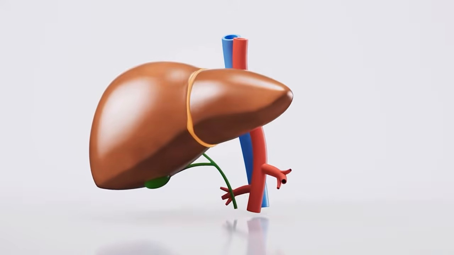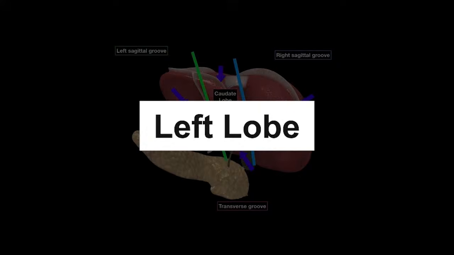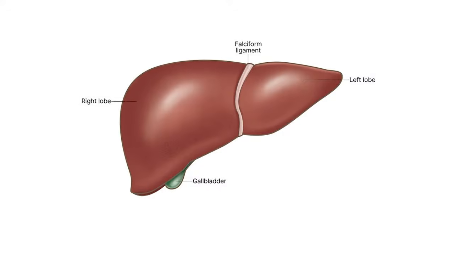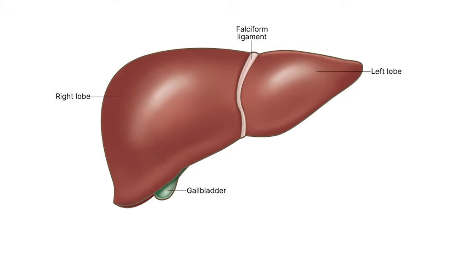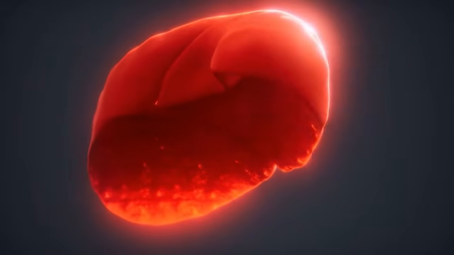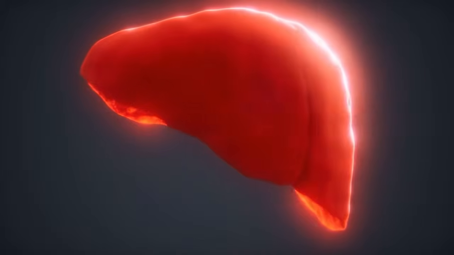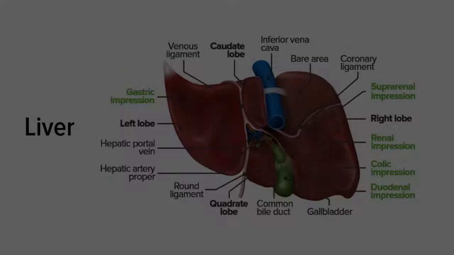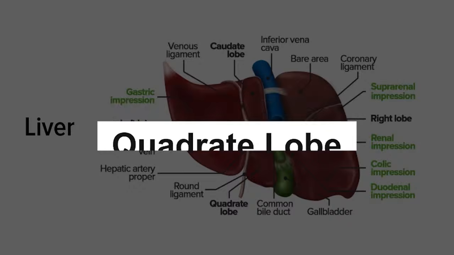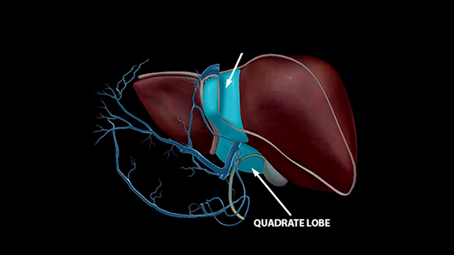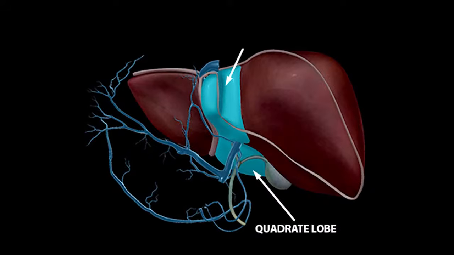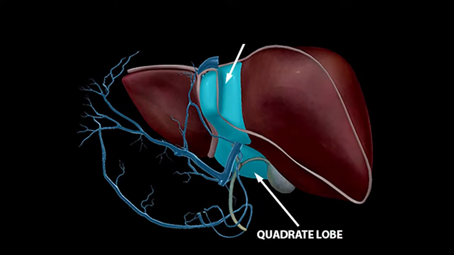Left lobe. The left lobe of the liver is smaller and is located on the left side of the body. It extends from the midline to the left side. The left lobe is further divided into the medial and lateral segments. Quadrate lobe. This small, square-shaped lobe is found on the undersurface of the liver, adjacent to the gallbladder. It is sometimes considered a separate lobe.